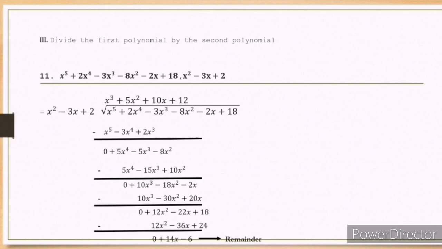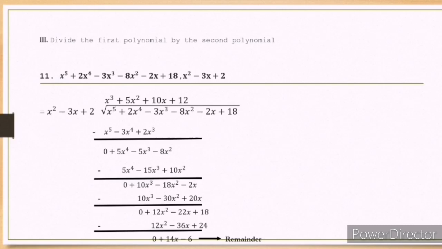The first term of the dividend is x raised to 5 divided by the first term of the divisor, x raised to 2, is equal to x raised to 3. Then x raised to 3 multiplied by the divisor. X raised to 3 times x raised to 2 is equal to x raised to 5. X raised to 3 times negative 3x is equal to negative 3x raised to 4. X raised to 3 times 2 is equal to 2x cubed.